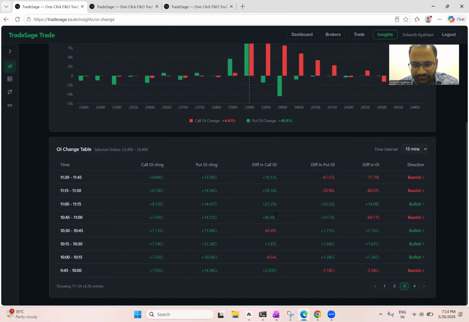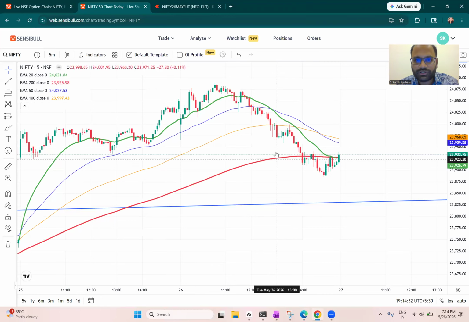From 11:15 to 11:30, there is no way I'll be staying in CE because the call OI has added by 60 lakh and put OI has decreased by 20 lakh. So I'll be a little skeptical, although it's still indicating bullish. And if you see further, call OI increased by 10, whereas the put OI decreased by 67 lakhs. This is at 11:30 to 11:45.